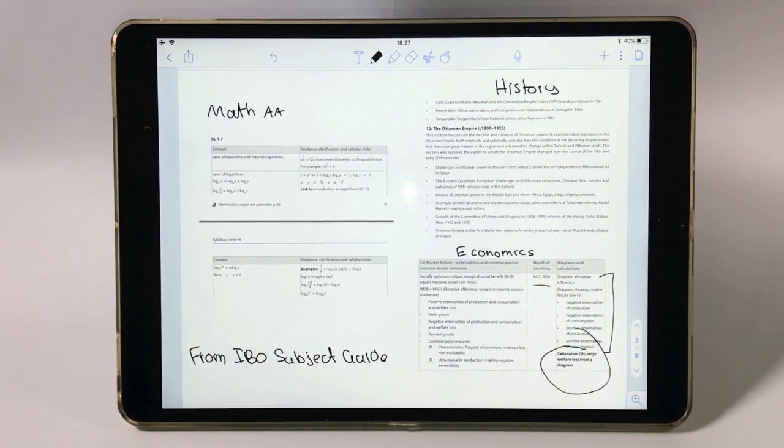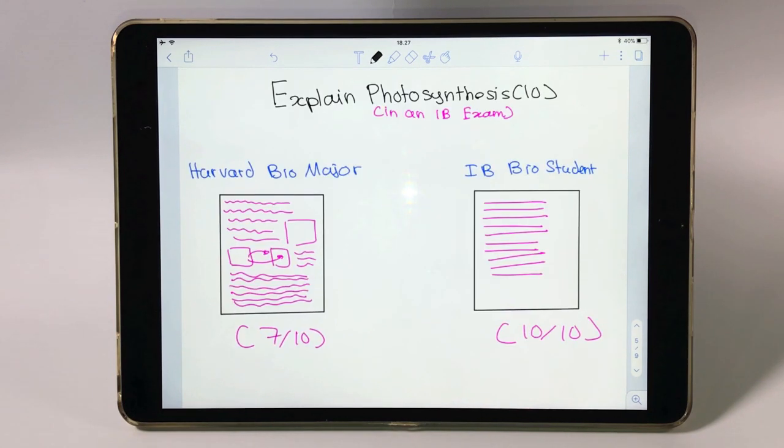Right. So I think now is a good time to illustrate the difference between a subject versus an IB subject. So let's say we get a question for an exam. Explain photosynthesis. Now, this is for 10 marks. Now, let's say we have this Harvard bio major. This guy knows everything about photosynthesis. When you talk about photosynthesis, this guy knows everything. He can walk up to a club and be like, hey, bouncer, I know my photosynthesis, and the guy's going to let him in, right? I'm telling you, this guy knows photosynthesis.